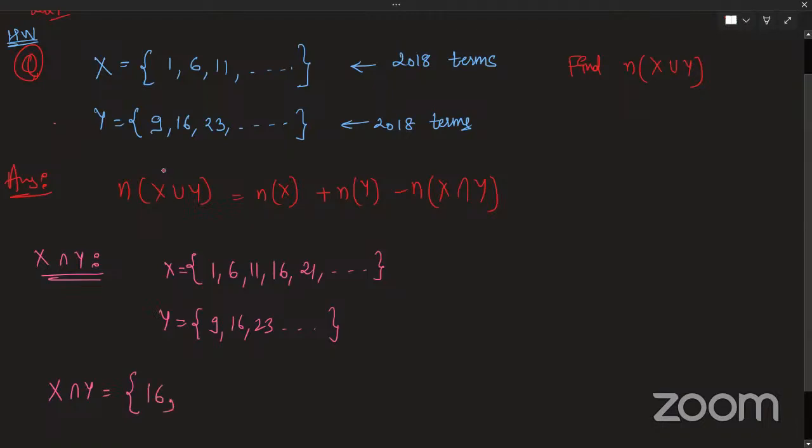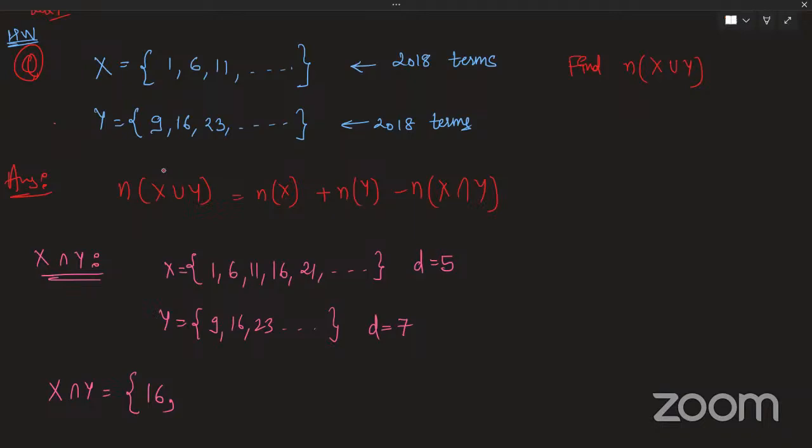After that, what is the common difference of the first AP? It is 5, right? What is the common difference of the second AP? 7, right? So what will be the common difference of X intersection Y? Can you repeat the question once again?